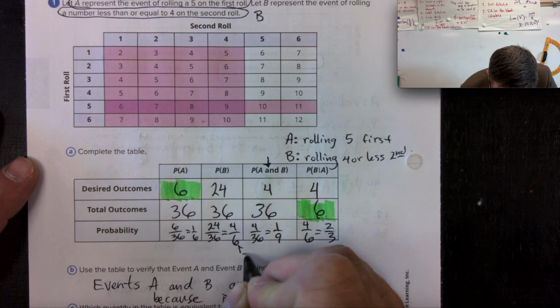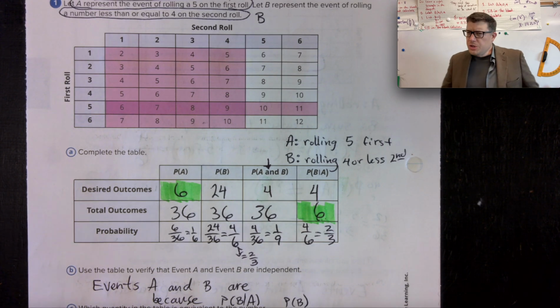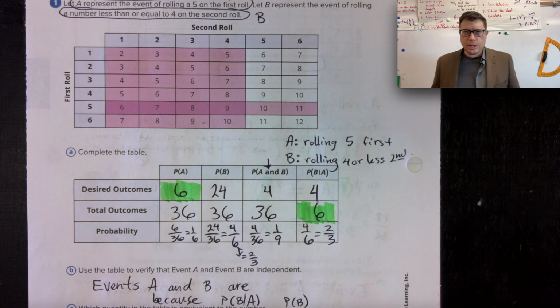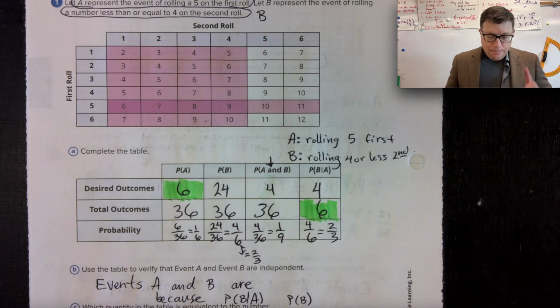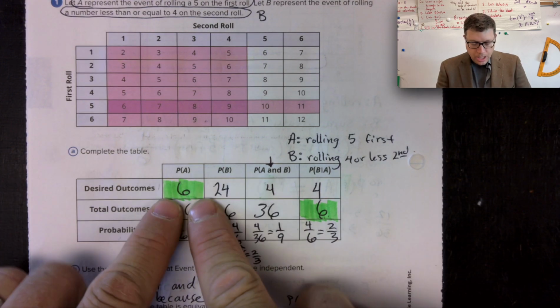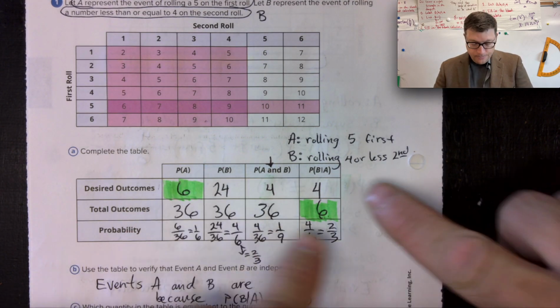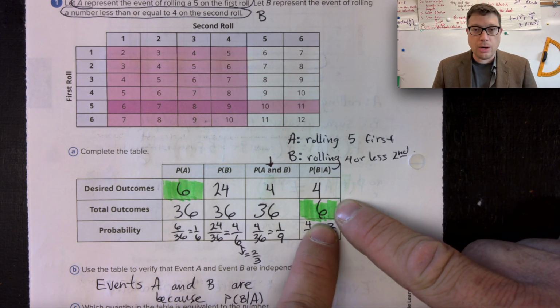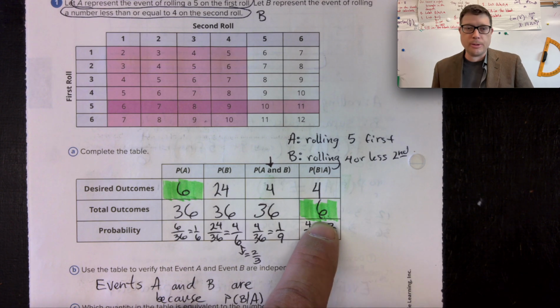This also reduced to 2/3. I just didn't call it out until now. So there's some dual equivalent probabilities in our table. It doesn't always happen, but there's a reason why it happens right now, and we're going to study from that one. But pay attention, the key thing is the highlight. This desired outcomes for probability of A happens to be the total outcomes for the probability of B given A. There's a connection there on purpose.